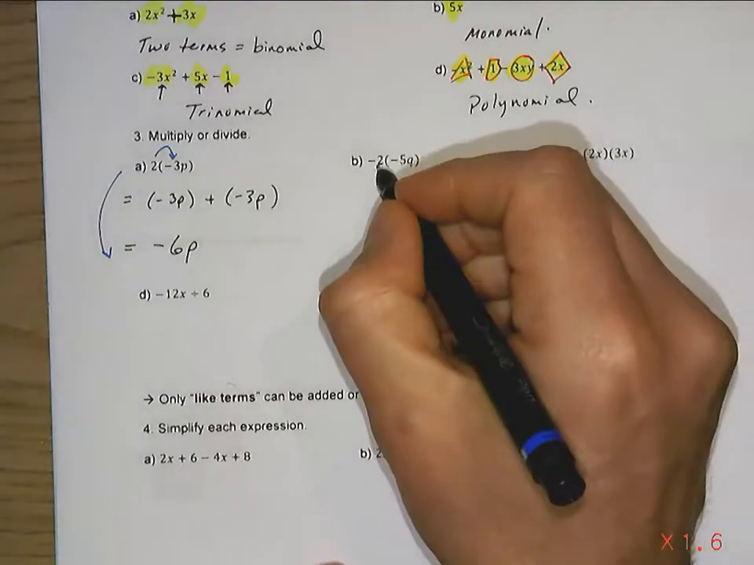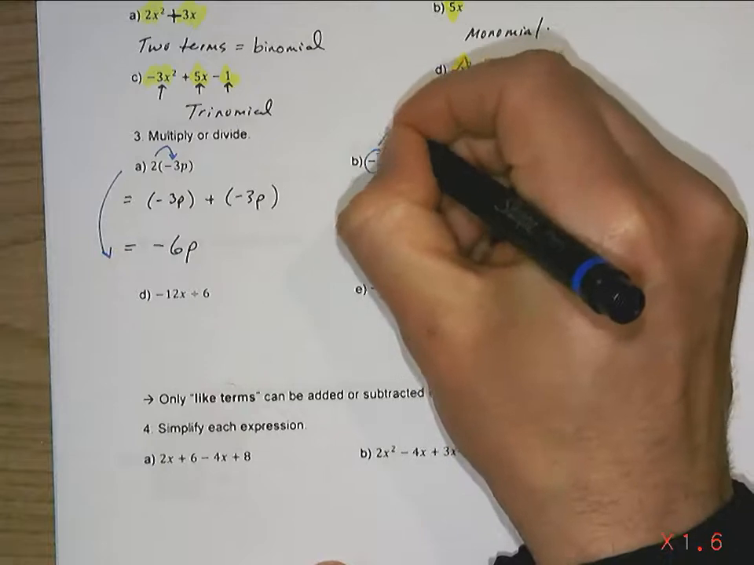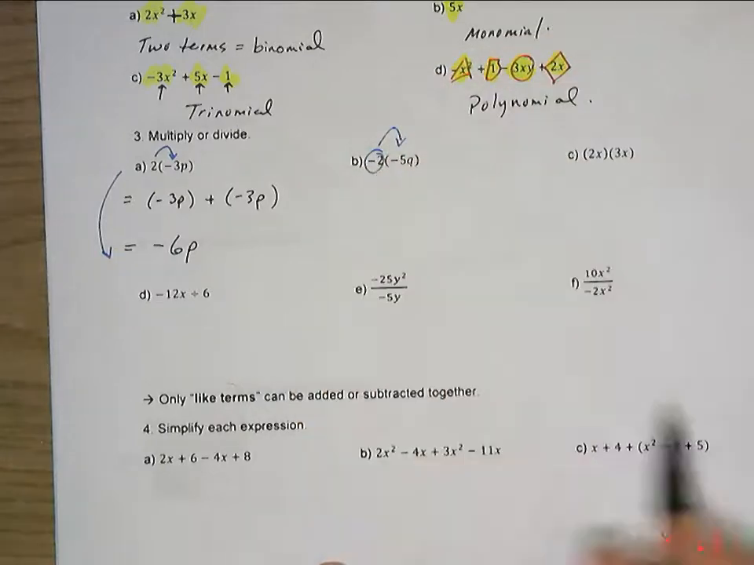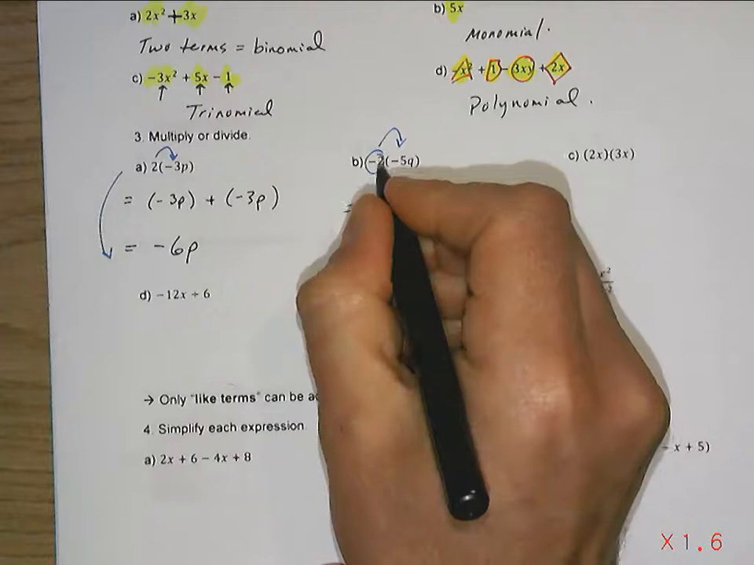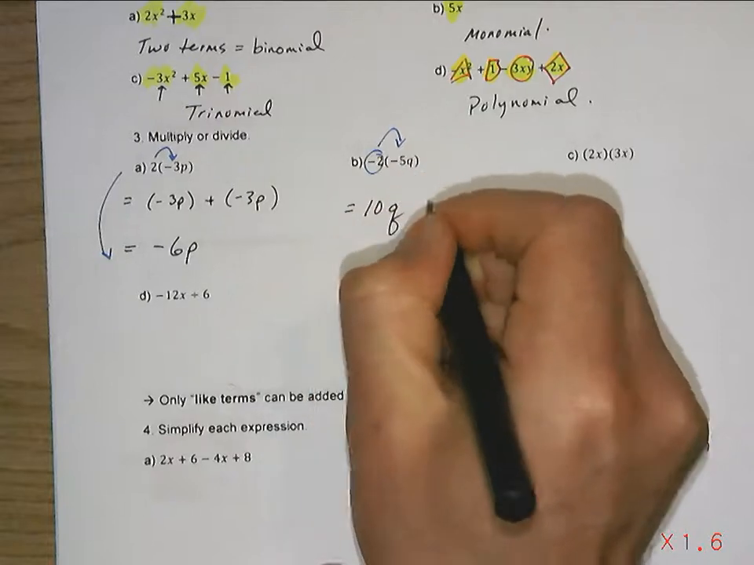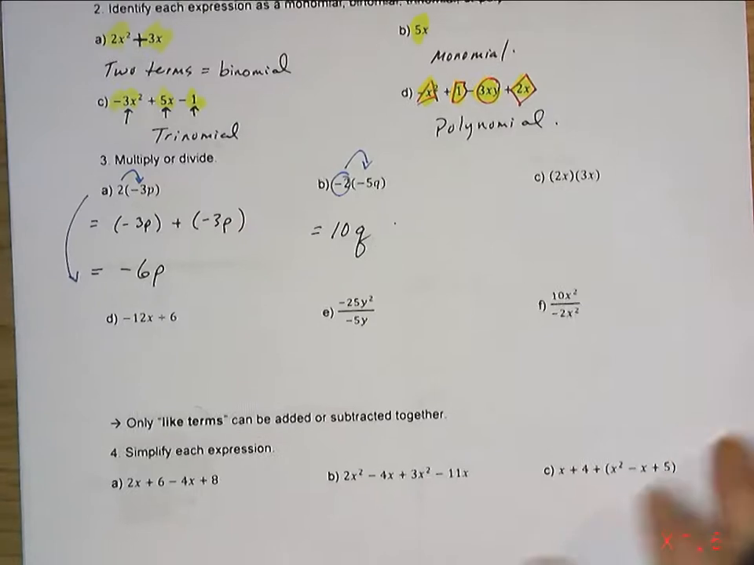So here we go. We have negative 2 times negative 5q. So I take that negative 2, I multiply it with the negative 5. Negative times negative is positive. 2 times 5 is 10q. Yay! All right, let's look what's next.